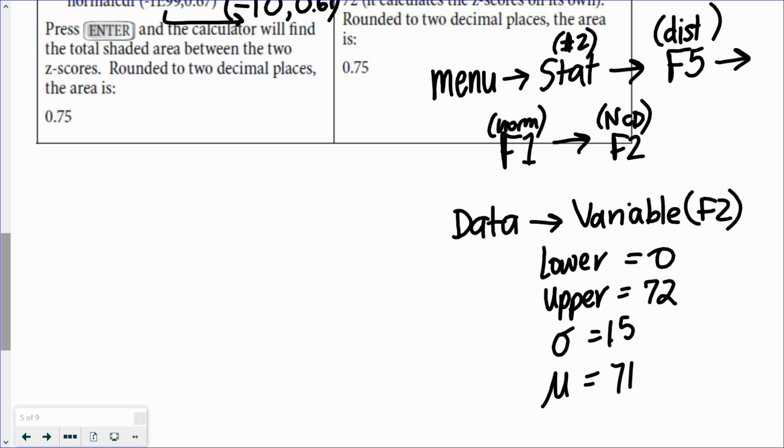So that's how we put it in. It's a little bit of a process remembering, especially with Casio, where all of those things are. But once you've practiced it a few times, you remember it pretty quick.